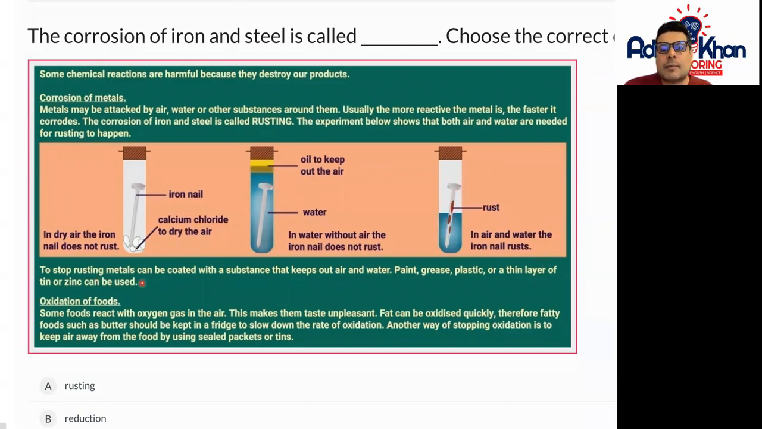To stop rusting, metals can be coated with a substance that keeps out air and water. Paint, grease, plastic, or thin layers of tin or zinc can also be used. So a good example is having a car for many years. Now a car, if it's left in the open, will get constantly wet by the rain. And a car is always outside, which means there's constant air that's coming into the car.